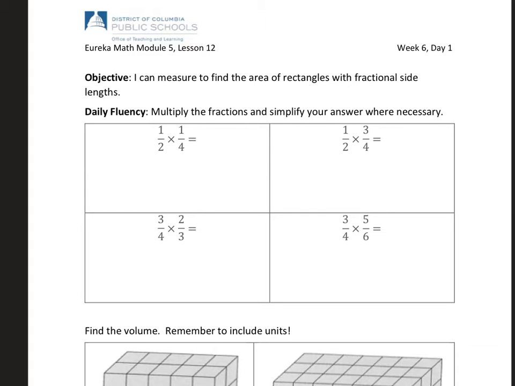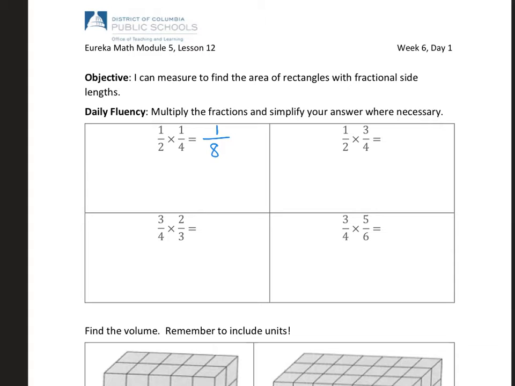Our fluency says multiply the fractions and simplify your answers where necessary. All right, here we go. 1/2 times 1/4. Remember, you just multiply straight across. 1 times 1 is 1, and 2 times 4 is 8. So our answer is 1/8.